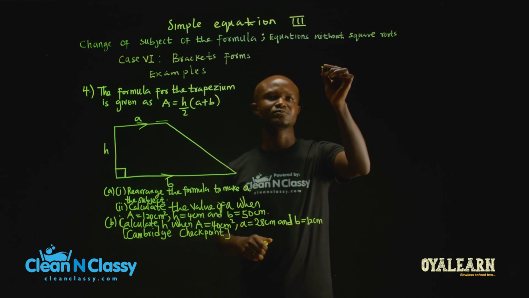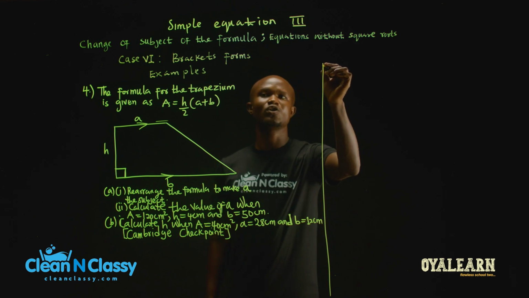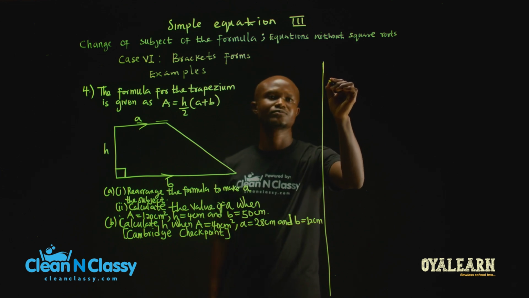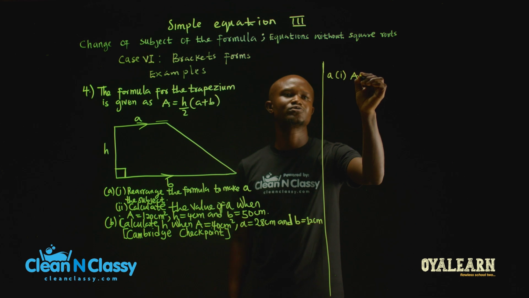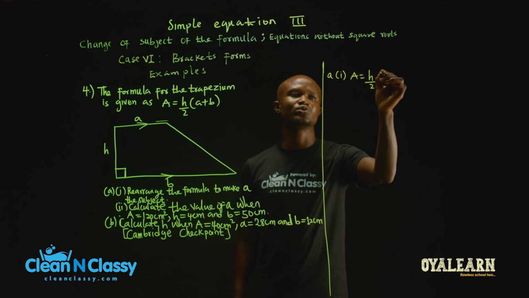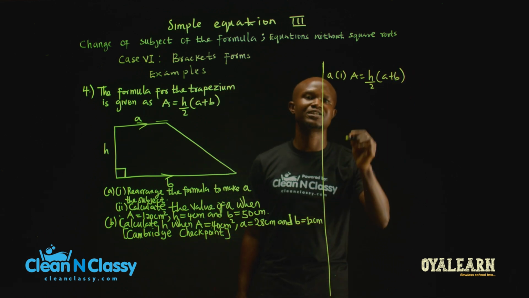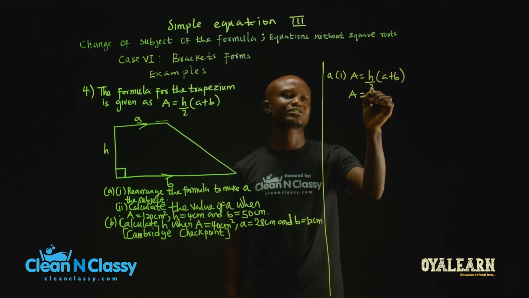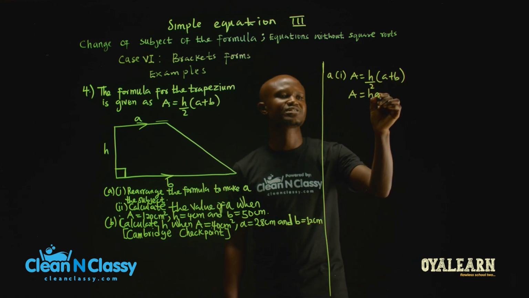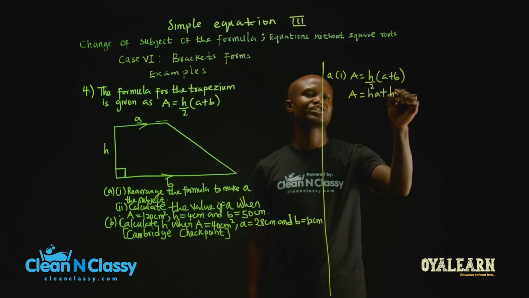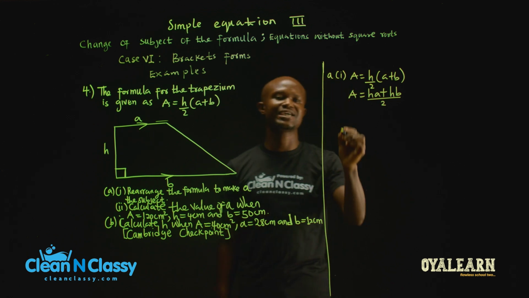Solution. Now, Roman figure 1. We have A equals h over 2 into (a plus b). In this case, the first thing to do is to expand the bracket. A equals h times a, that is ha, h times b, then we have hb, divided by 2. So from here, we can write A as A over 1.